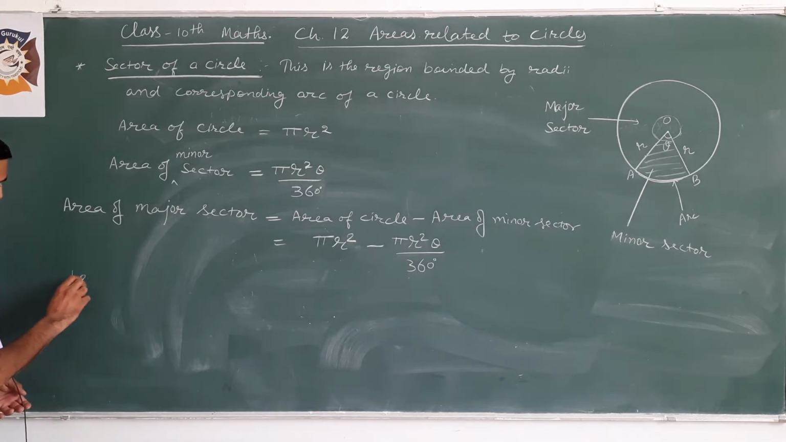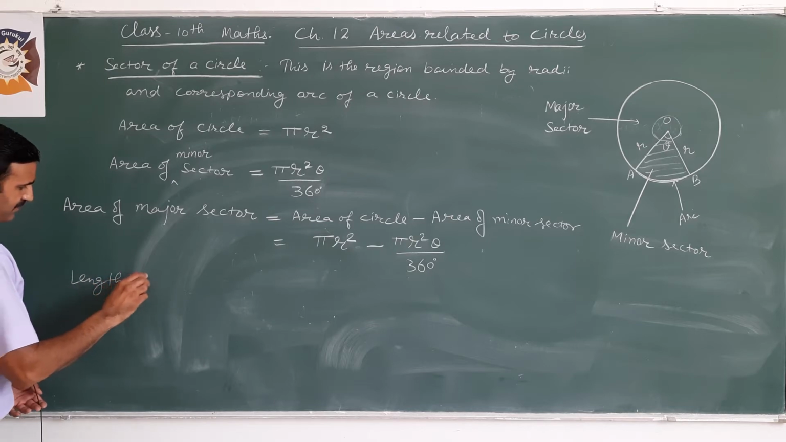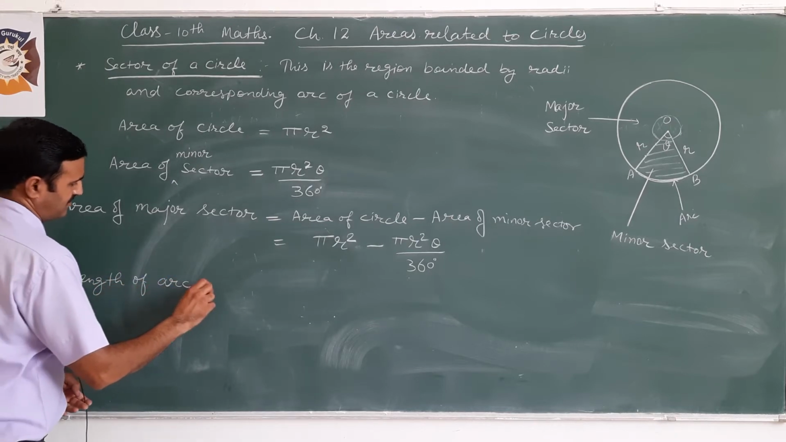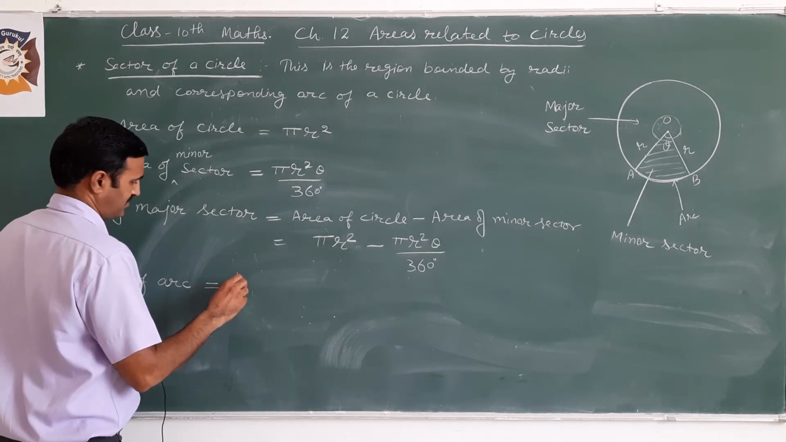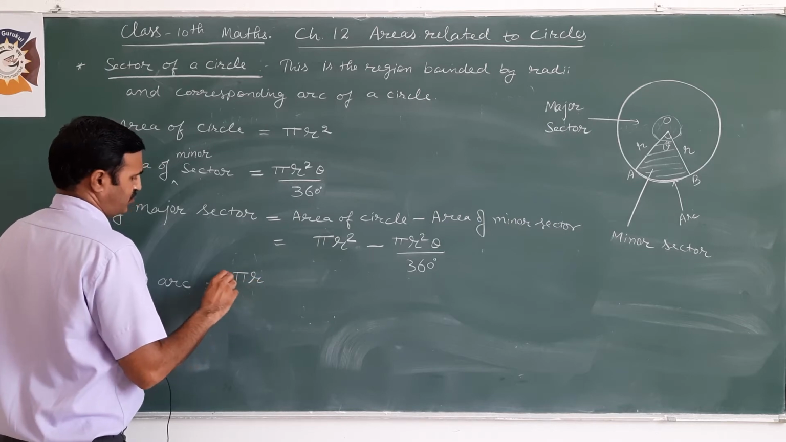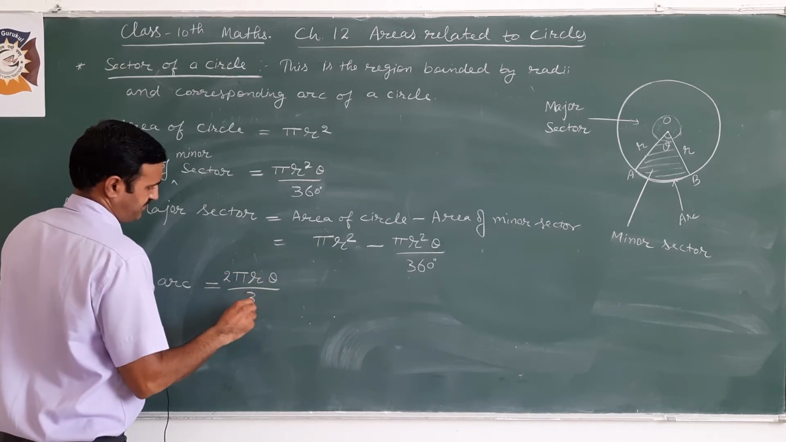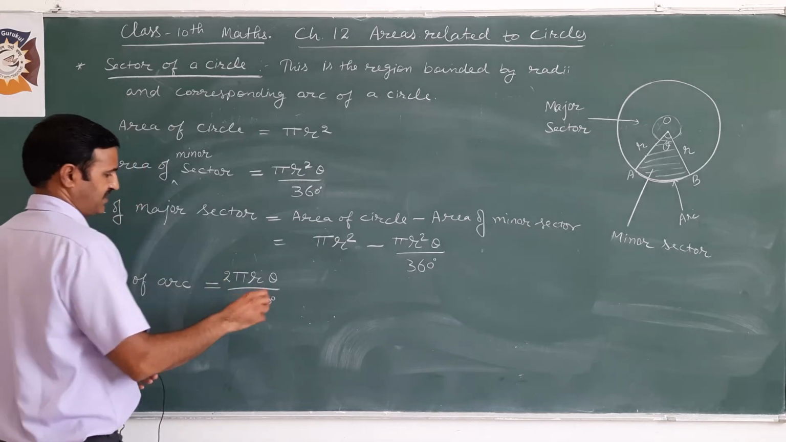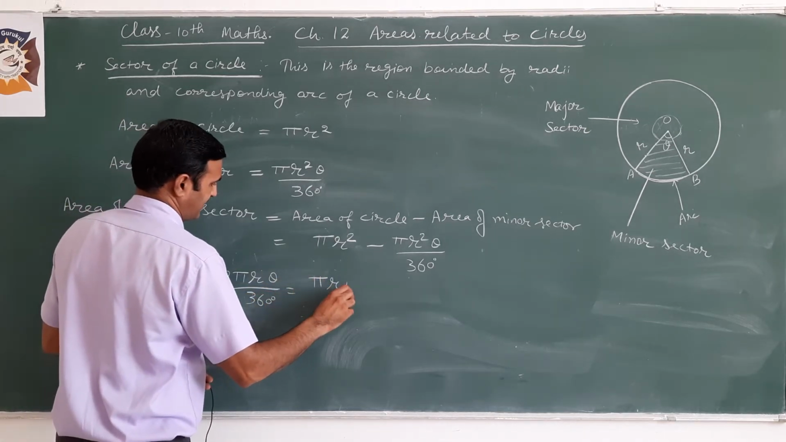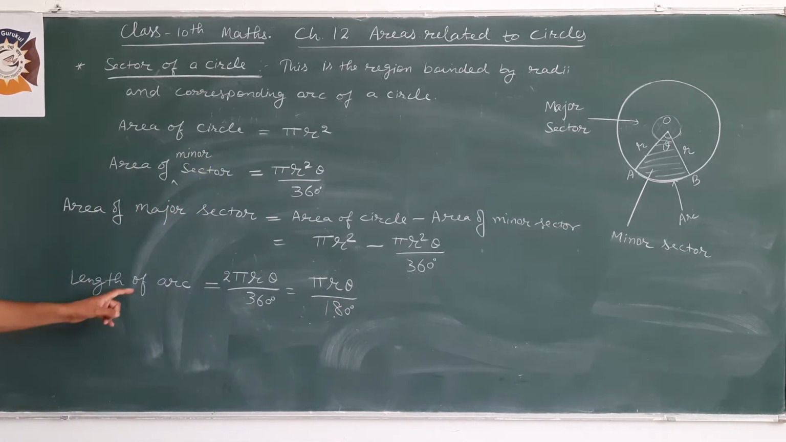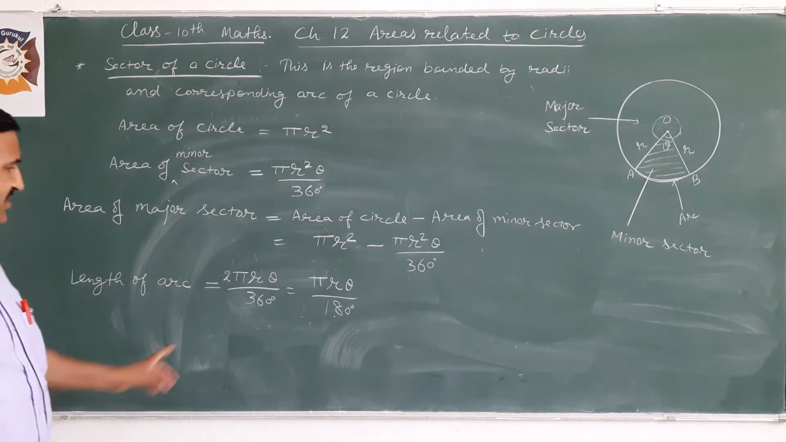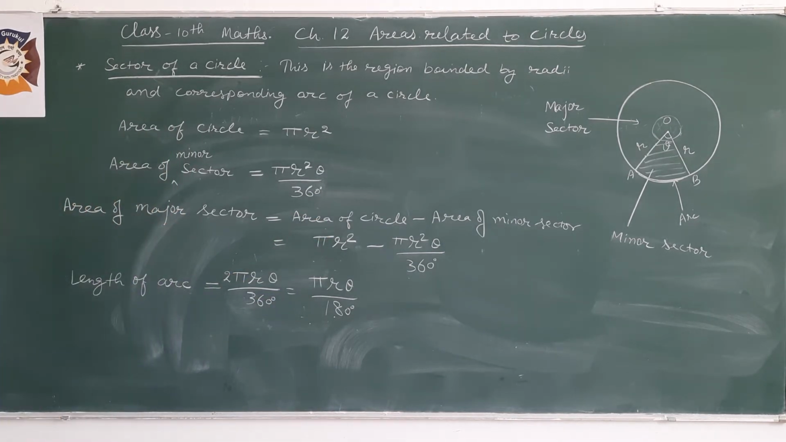So length of arc corresponding to this angle theta is 2 pi r theta upon 360 degree. We can cancel this. So the formula is pi r theta upon 180 degree. This is the formula for length of arc for the angle theta. Minor arc is this. If arc is written, then only minor arc is given.